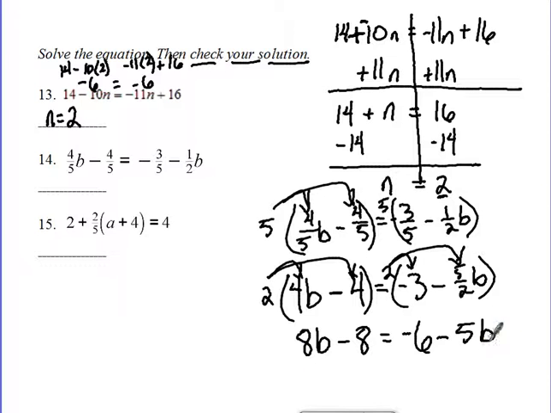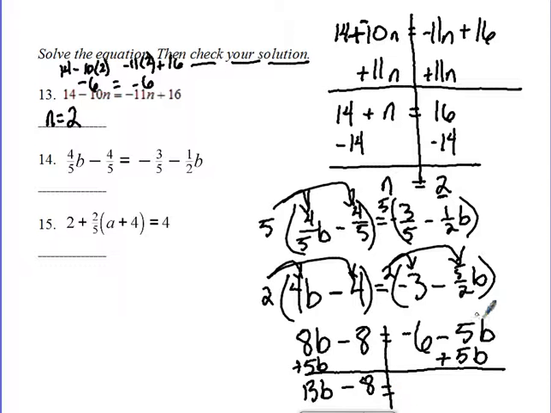negative 5b or minus 5b and 8b, and we want to make one of these variables go away, I'm going to get rid of the minus 5. And how do you undo minus 5b? Well, you add 5b. And if you add 5b to one side of the equal sign, in order to keep everything equal, we've got to add 5b again. So 8b plus 5b would be 13b. Minus 8 equals, and minus 5b plus 5b would be 0. Negative 6 plus 0 is negative 6.